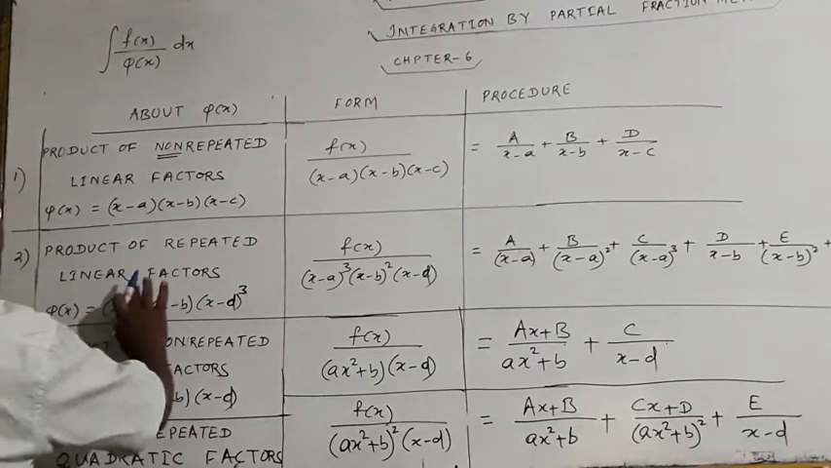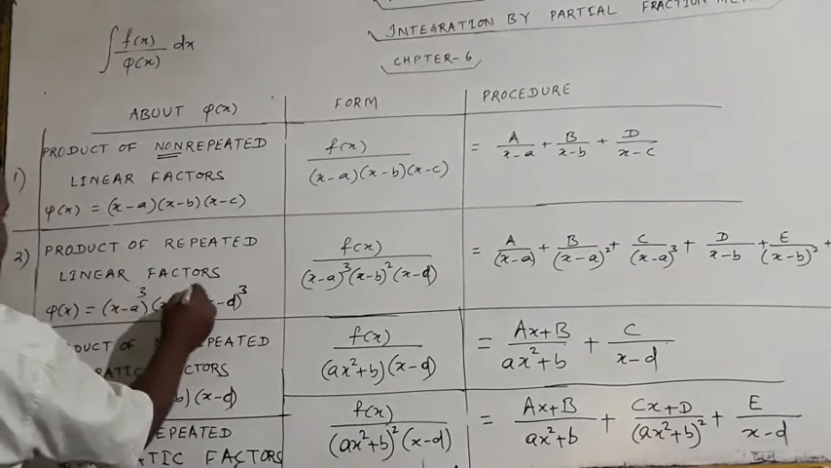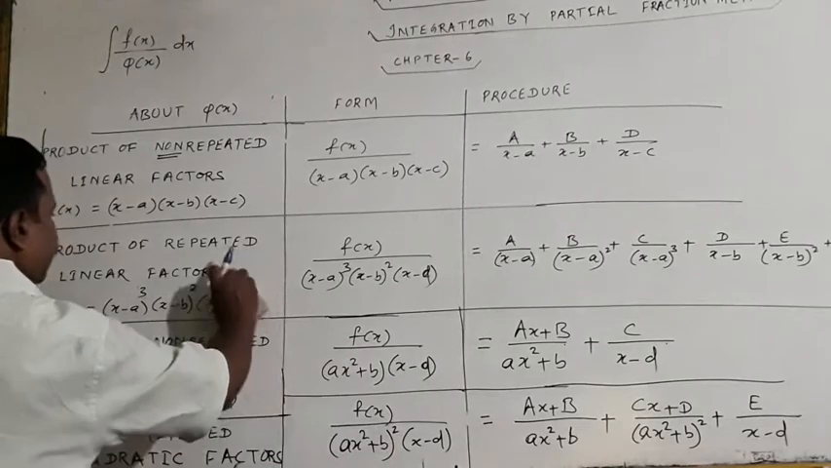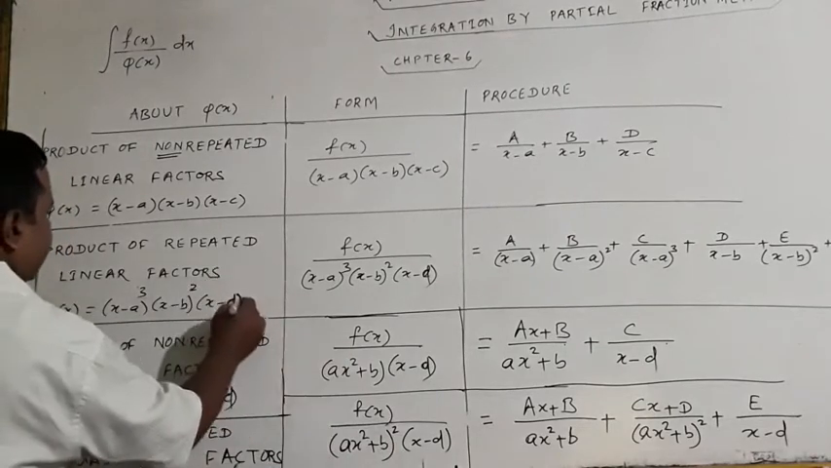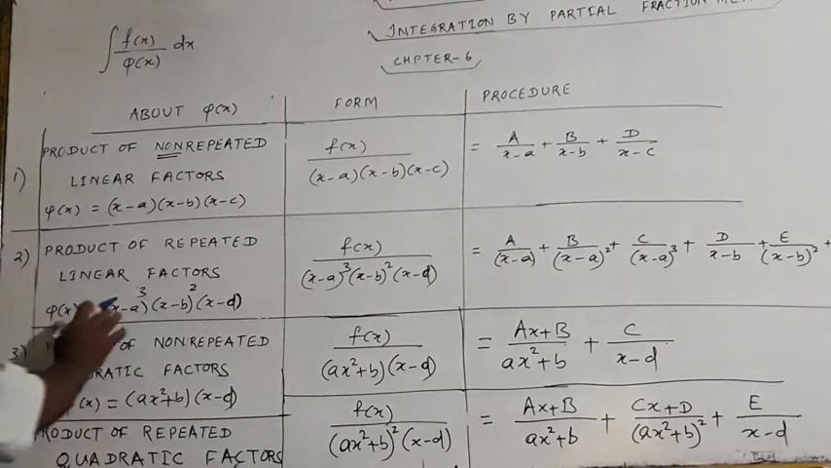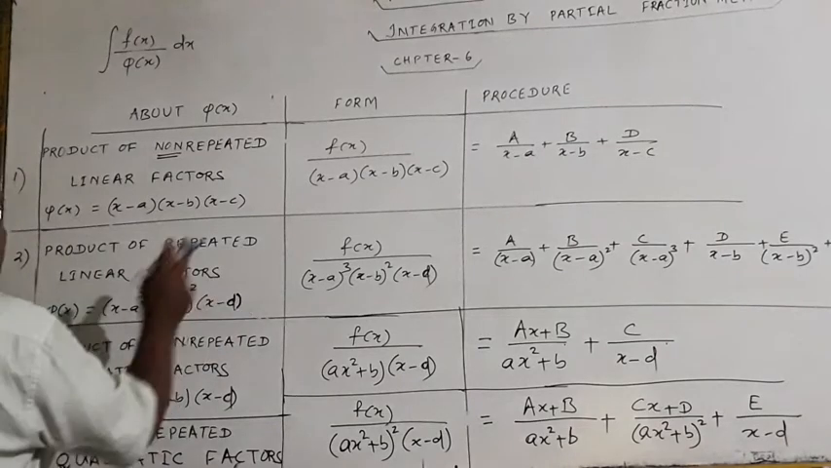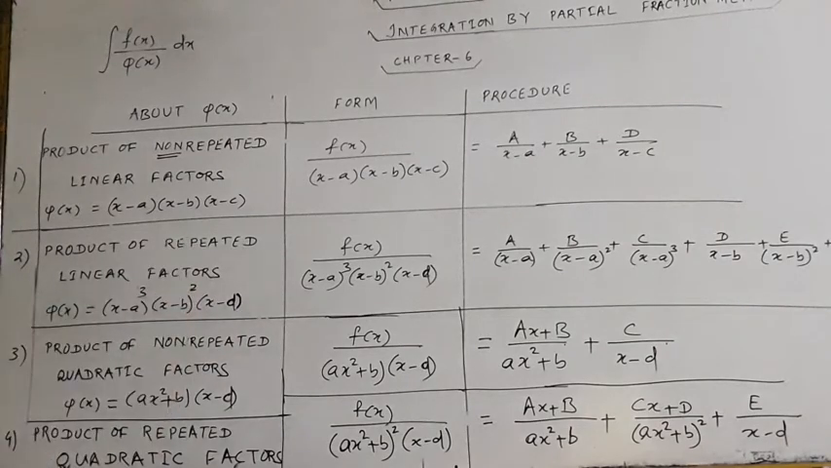So I am taking one example. It is 3, it is 2. Okay, it is called repeated. There must be at least one term which is repeated. Now look at here. Product of non-repeated quadratic factors.